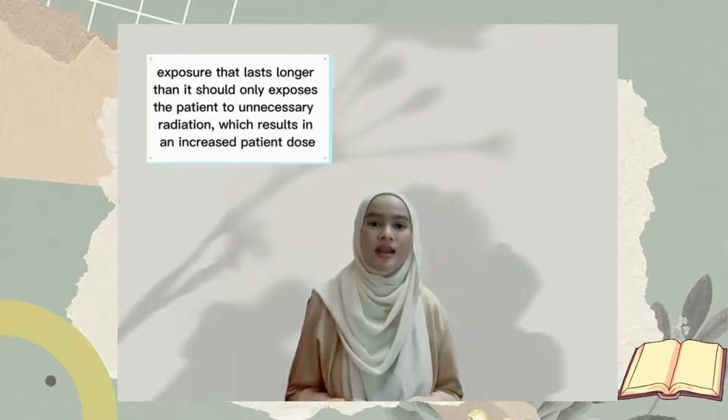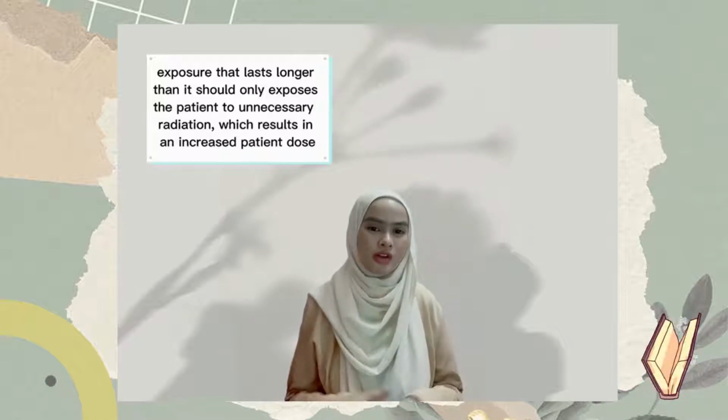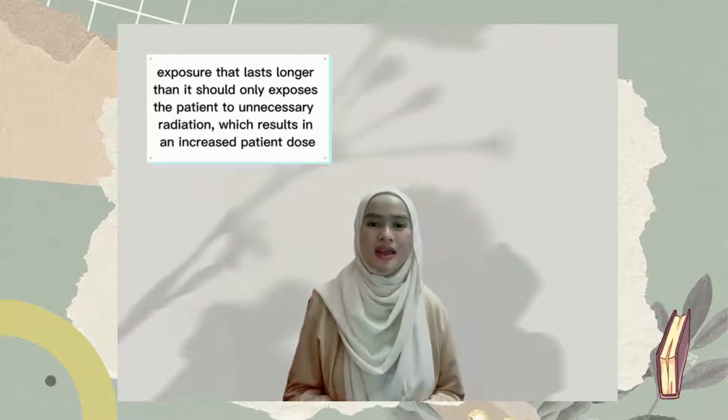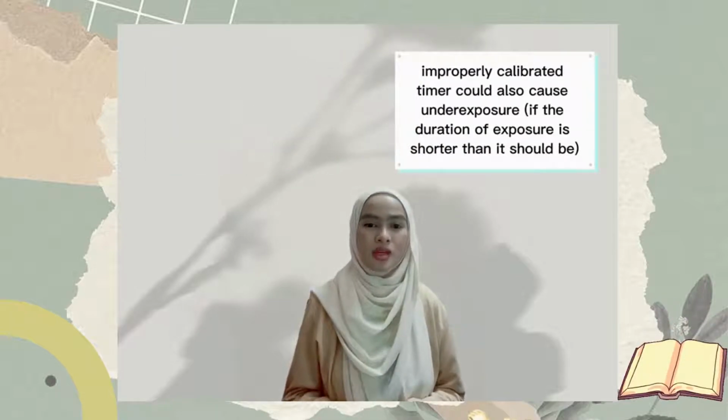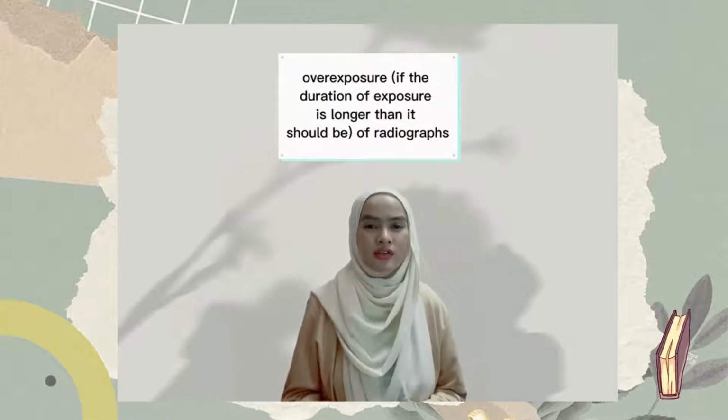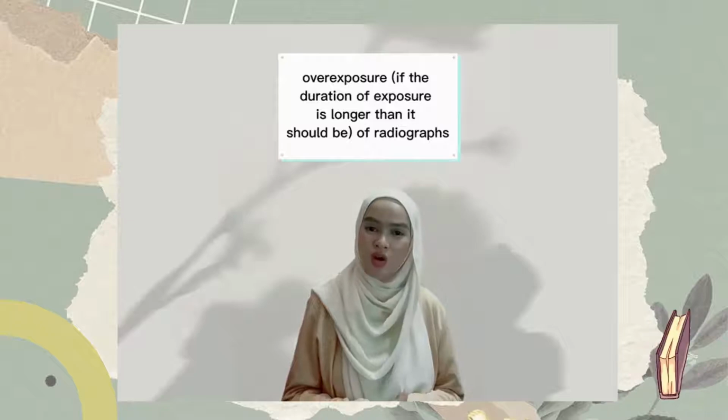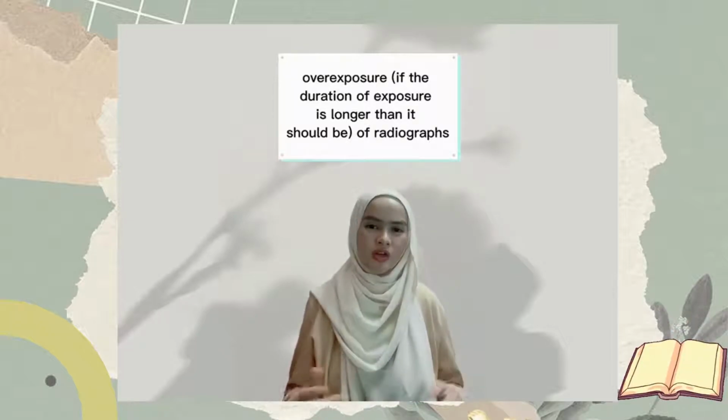As mentioned before, the accuracy of the timer plays a crucial role in reducing patient dose. An exposure that lasts longer than it should only exposes the patient to unnecessary radiation, which results in an increased patient dose. An improperly calibrated timer could also cause underexposure if the duration of exposure is shorter than it should be, and overexposure if it is longer than it should be, of the radiograph.